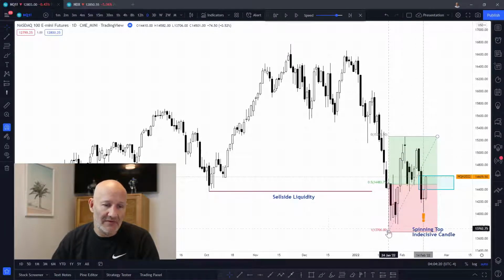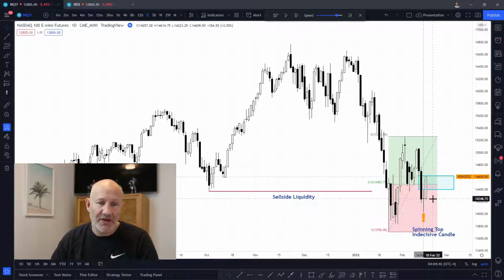So you can see after we penetrated that sell side liquidity, we traded up from a discount into a premium, back down to the bottom of that premium range near equilibrium, back up into premium again before coming down into a discount. We didn't take out those lows again, so we closed above them, and this candle here is an indecisive candle, sometimes called a spinning top. Basically, the open and the close are very close together, with an extended range from the high to the low. That indecisive candle came before this explosive move to the upside on the 14th.